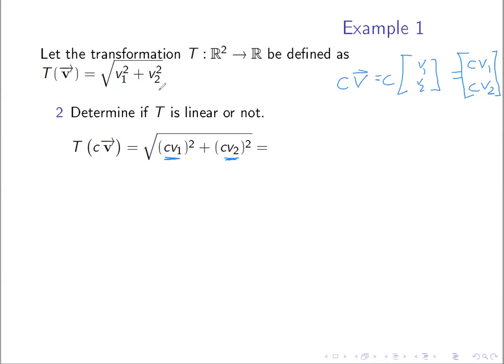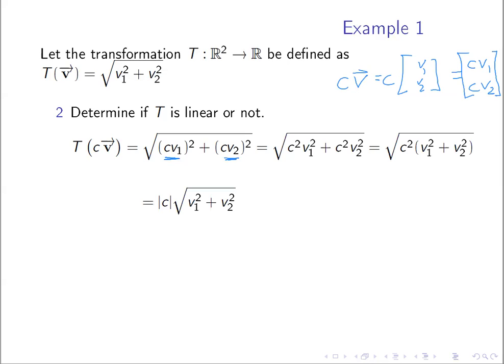Now, when we square, we know how to distribute our squares. So I got this. Continuing on, you can factor a C squared out of both those terms. And so we have C squared times the sum of V1 squared plus V2 squared. Now, by our square root properties, notice we are using all your algebraic skills from your past. Yes, you need to know algebra. We actually use that in linear algebra.